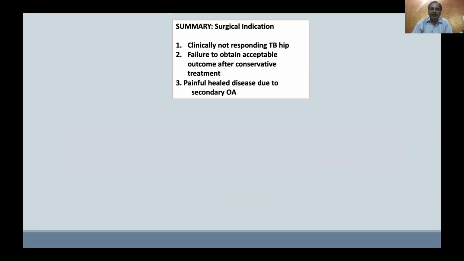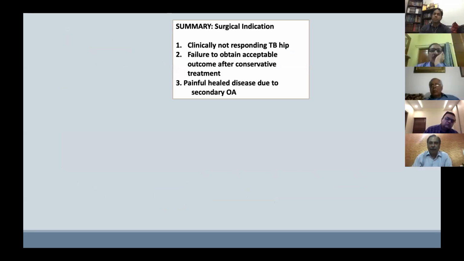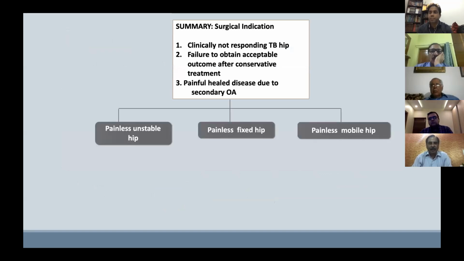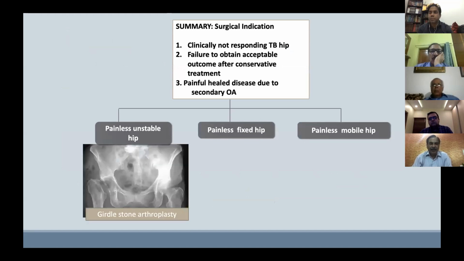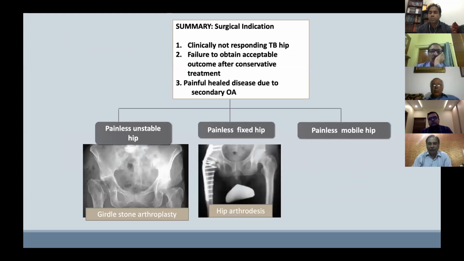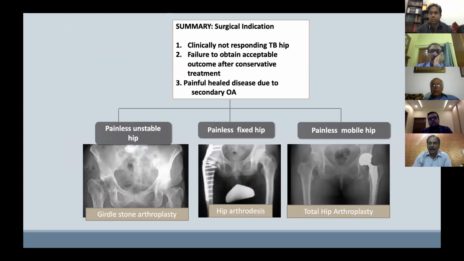So the summary for surgical indication is clinically not responding TB, failure to obtain acceptable outcome after conservative treatment, and painful hip disease due to secondary osteoarthritis. If the patient wants a painless, unstable hip, it's Girdlestone. There will be movements which will be preserved. Painless fixed hip will be arthrodesis, and painless mobile hip will be the total hip arthroplasty.